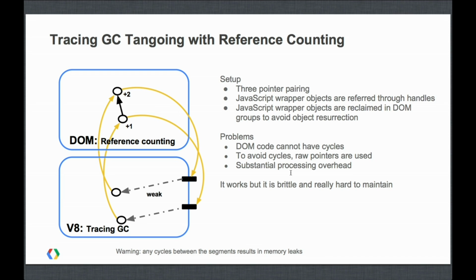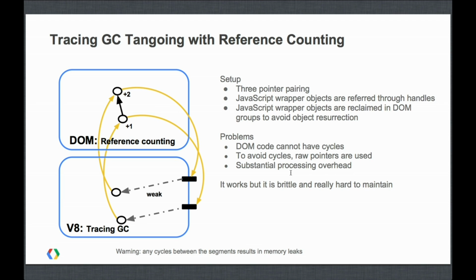Now, in order to make sure you can collect these objects, you have to use tricks. And you can see you have this pairing between JavaScript objects and DOM nodes by using weak pointers. So in essence, you have a JavaScript wrapper that points to a DOM node that in turn points to a persistent handle, that's the black ones, that in turn will use a weak pointer pointing back. So it's sort of a semi-cycle, and you break the cycle by using weak pointers.